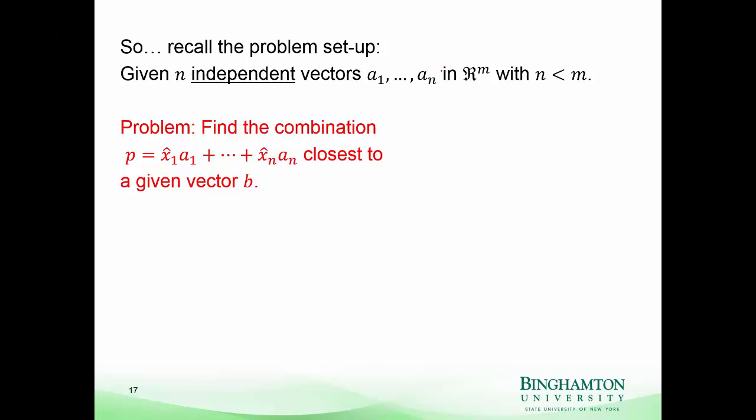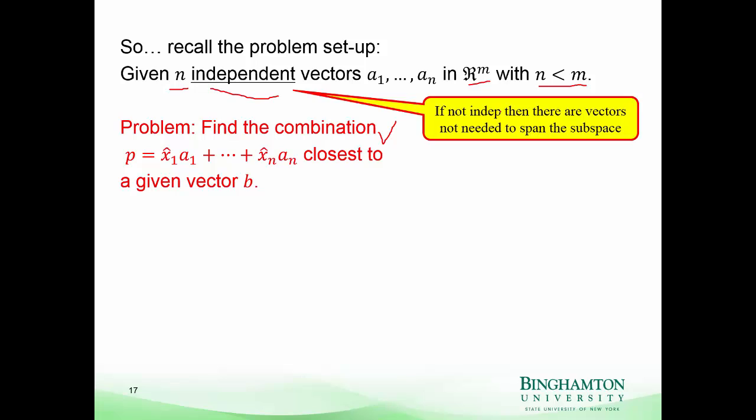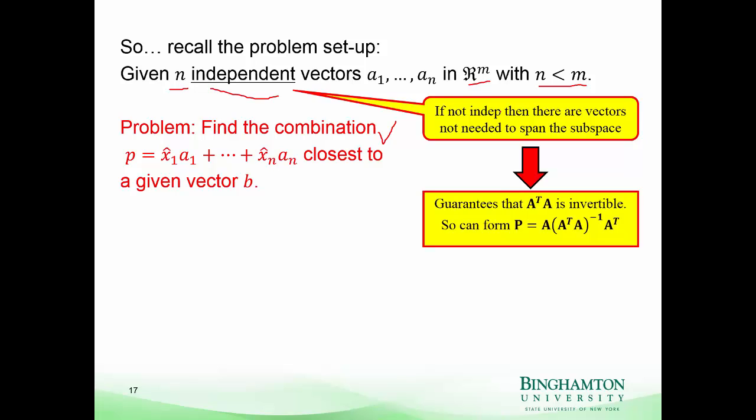So here is the problem setup that we were just describing there at the end. Given n independent vectors in Rm with n less than m, find the combination that's closest. If they're not independent, then we can throw away the ones that are dependent. We don't need those to span the subspace. That means that A transpose A is guaranteed to be invertible, and we can form this projection matrix just fine. Thank you very much. Just like that.